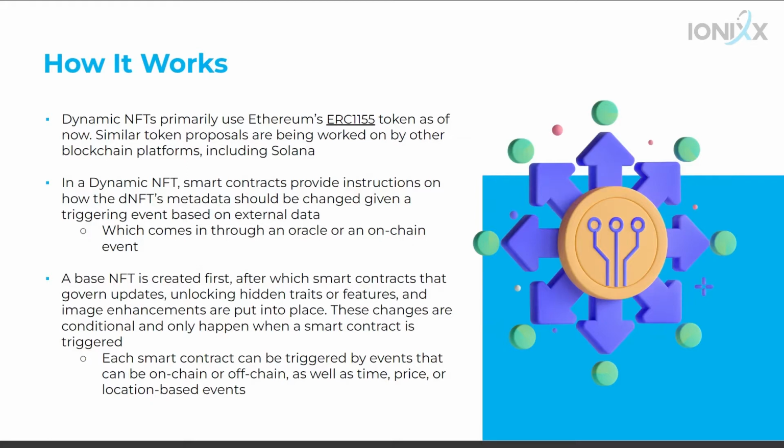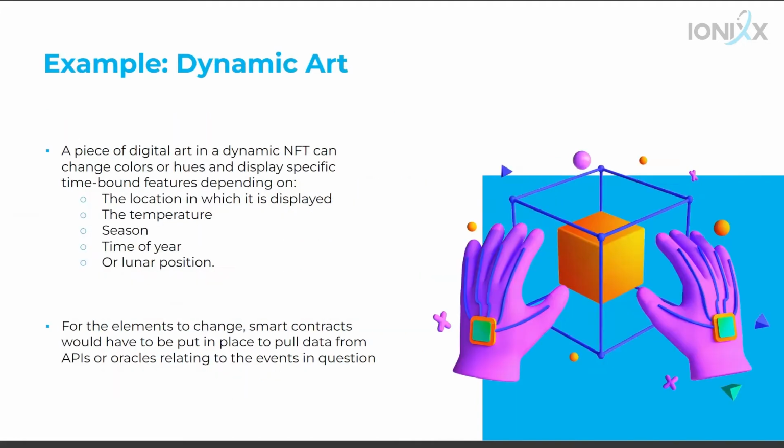The simplest form, or the very first and most common form of dynamic NFTs, are images, but we'll go into use cases that are more complex as well. I think images are just the first and easiest use cases. So like digital art, dynamic art, but there's a lot of other use cases that I'll get into today. Each smart contract can be triggered by events that are off-chain or on-chain. They can also be triggered by time, price, or location-based events. And I'll give you an example of that.